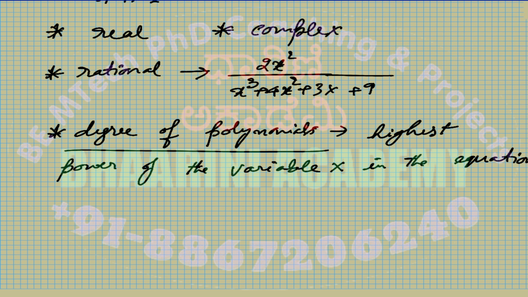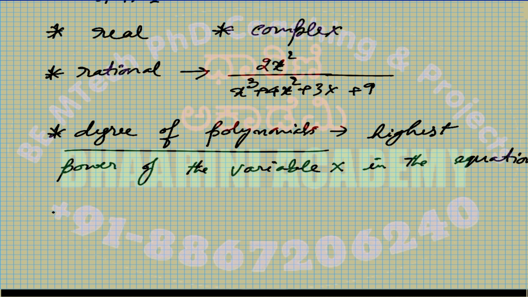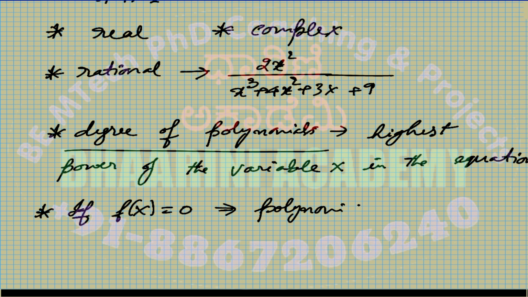Now we have a polynomial with us, and if we equate it to zero, we get what is called a polynomial equation. For any given polynomial, if we write f of x equal to 0, then the equation you get is called the polynomial equation, where f of x is a polynomial.